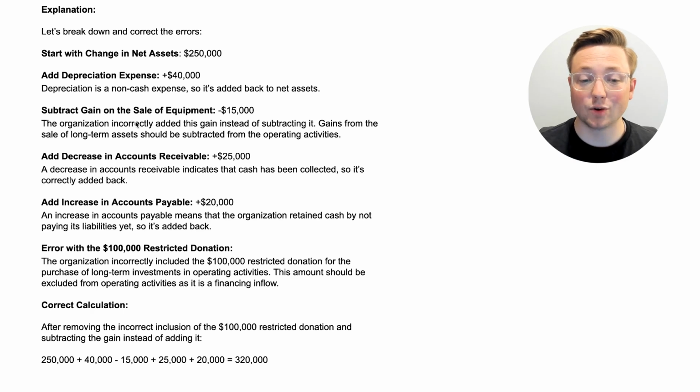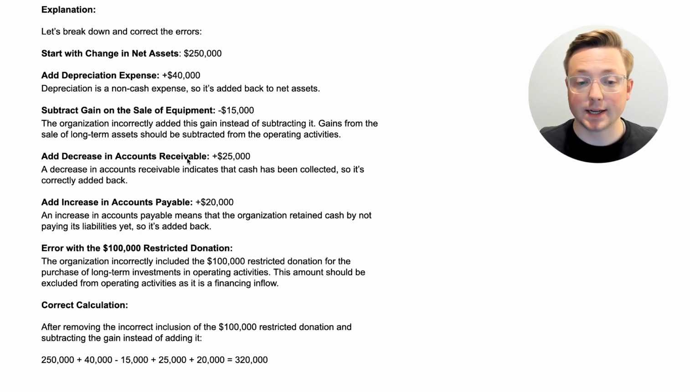The organization incorrectly added this gain, and we will see this by the total at the bottom, like how we know that they incorrectly added the gain instead. Gains from the sale of long-term assets should be subtracted from the operating activities because, again, it's something that increased the net income on the statement of activities, or in this case, the change in net assets, but it shouldn't have increased it as far as cash is concerned because they didn't get more money based off of that gain. So that's supposed to be taken away from the cash.